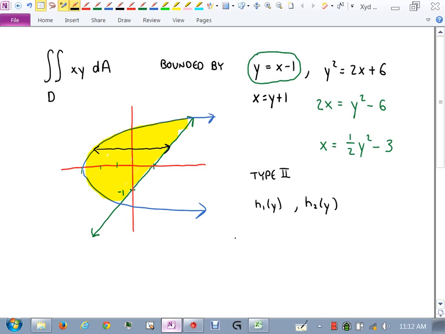So what is h1 of y then for us? 1/2 y squared minus 3, right? So this one right here on the bottom is h1 of y. Then h2 of y will be the linear equation, which was y plus 1.